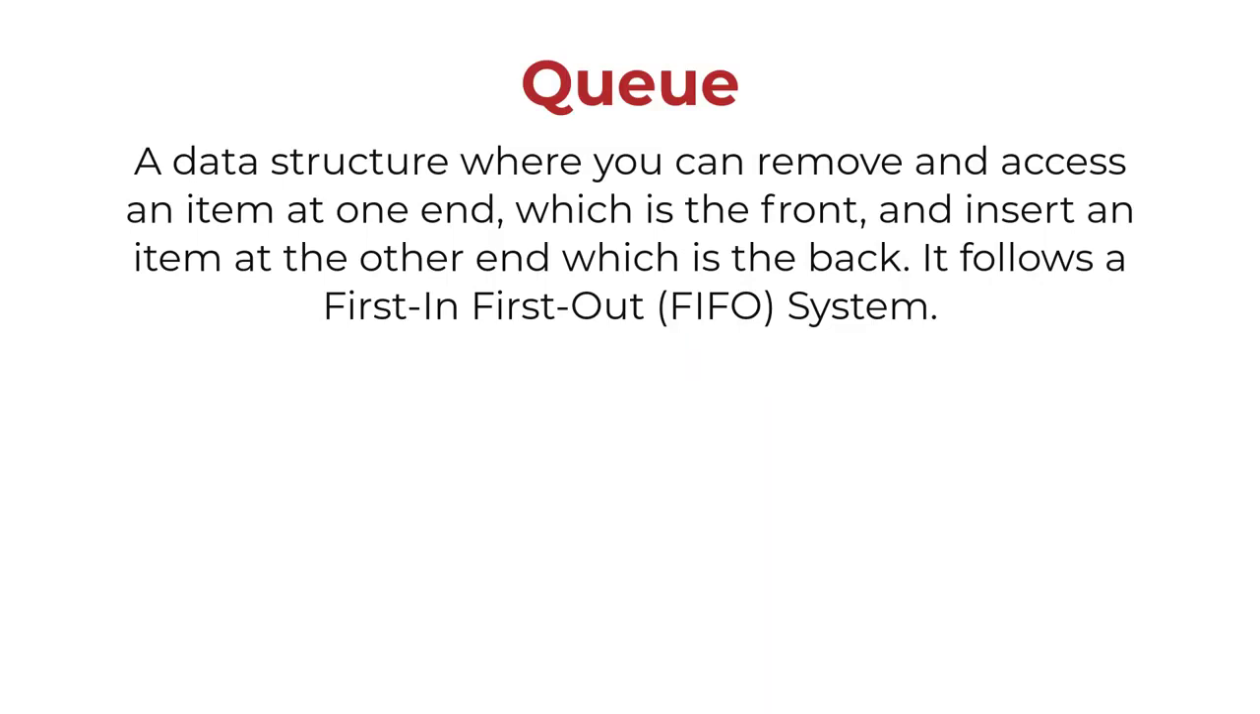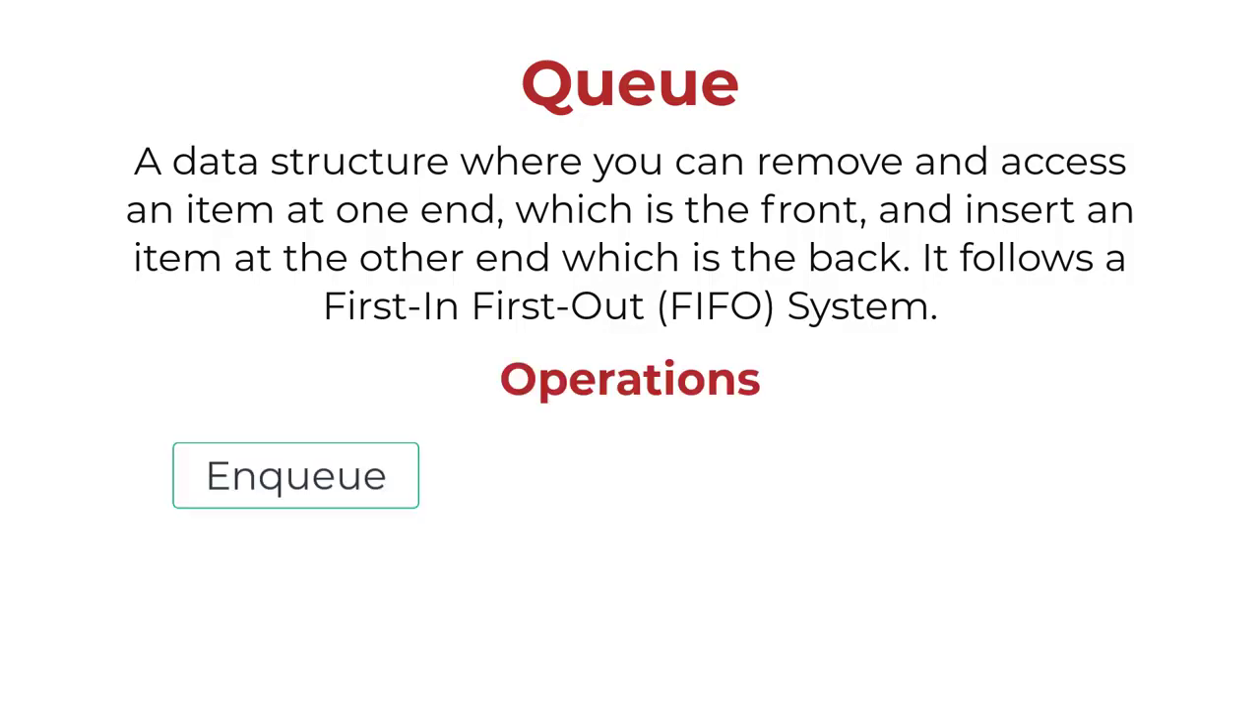In summary, a queue is a data structure where you can remove and access an item at one end, which is the front, and insert an item at the other end, which is the back. It follows a first-in, first-out system where the first item that you put in the queue will be the first item that you will take out. It has the following operations.